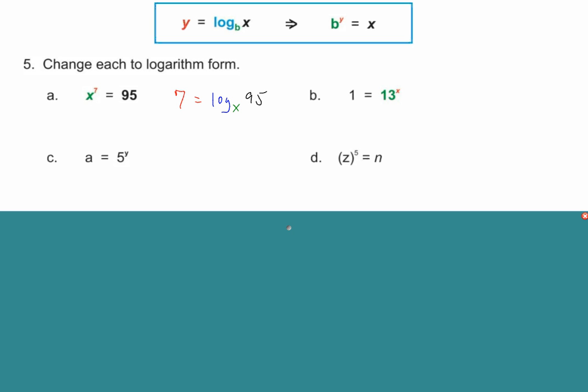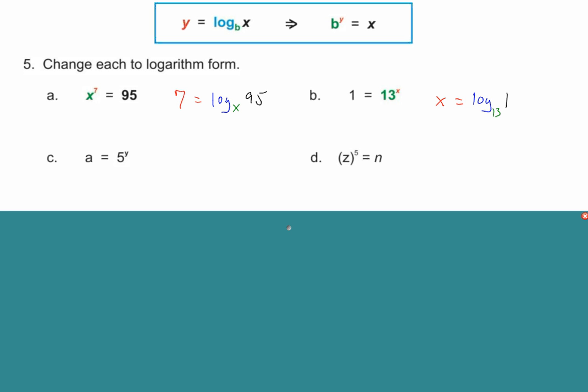Hopefully with B, you said x equals the log of 1 in base 13. And again, if I were you, I'd pause and do C and D, but you've got to know how to do these. You've got to be able to convert.